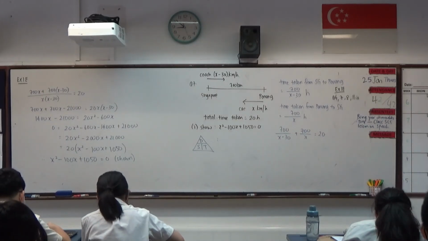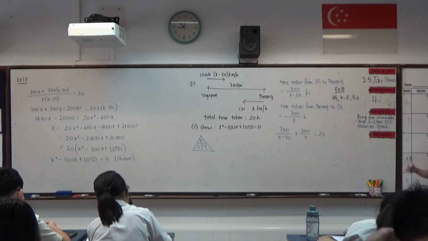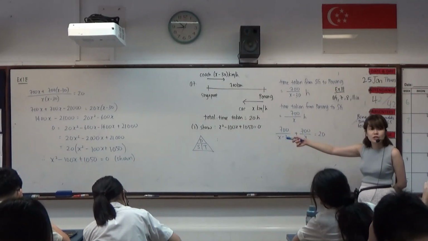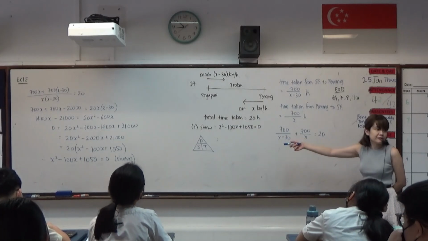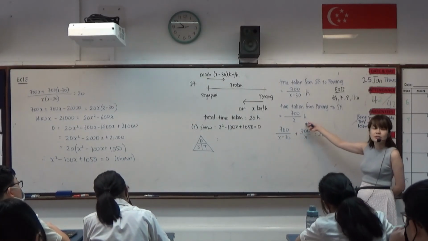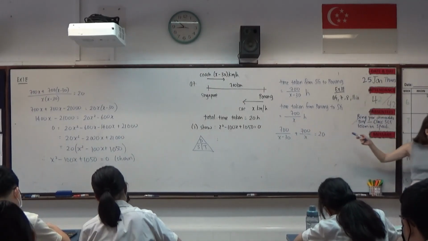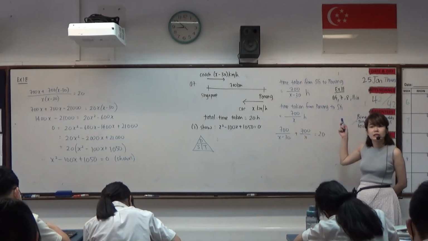Then part 3, to find the time taken for the return journey. Since we already found x, I assume one of the solutions is negative. See? What's the solution that you get? One of it is negative. Yeah, so we reject that one. We only use the positive value. Substitute into this expression for x. Then we will find out the time taken from Penang to SG, which is the return journey.